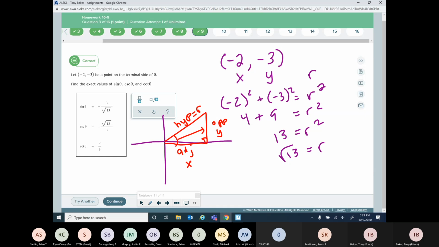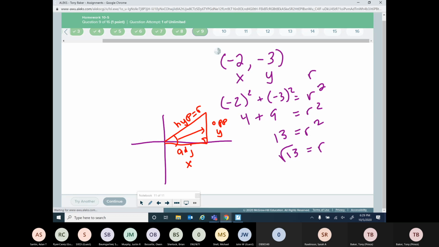So once you find your x, y, they're going to give you the points. So they'll give you the x and y. Once you find your r, it's just plug into the points. Let's do one more of those.